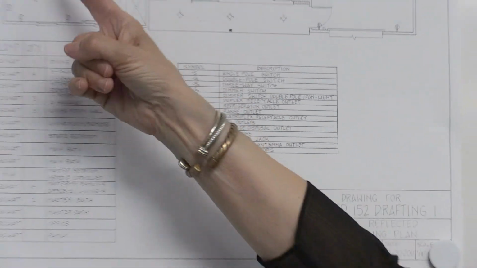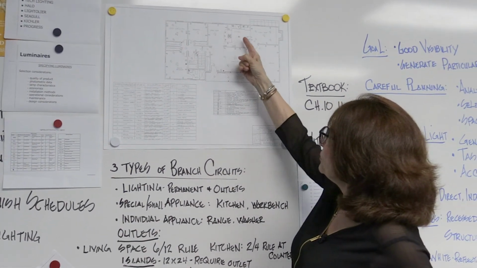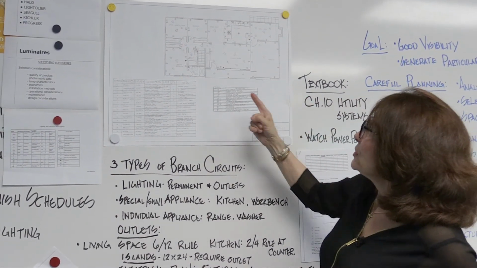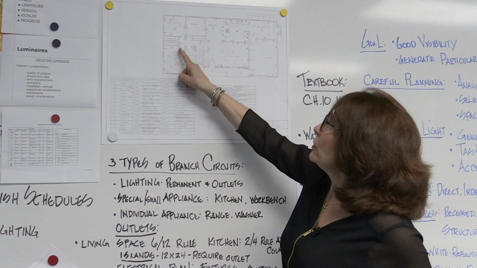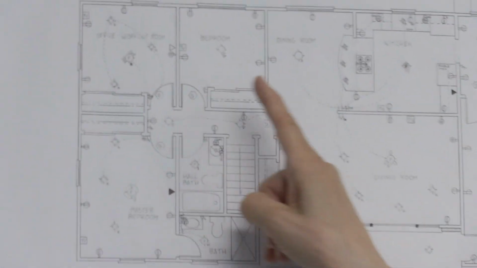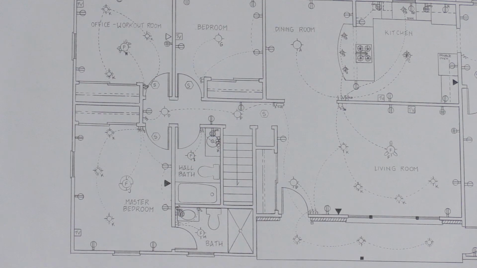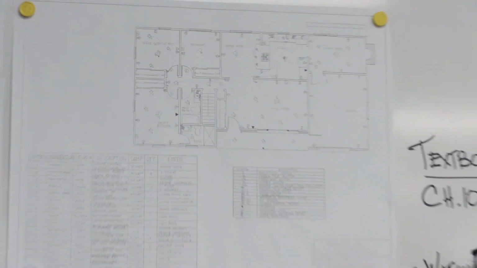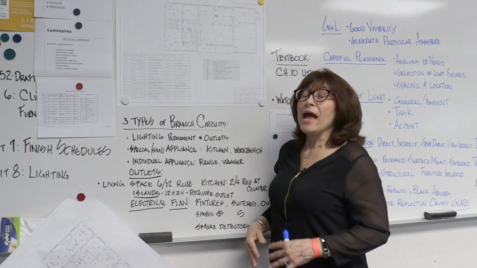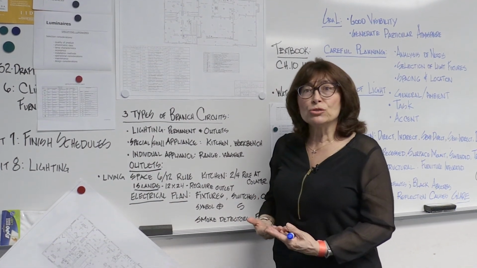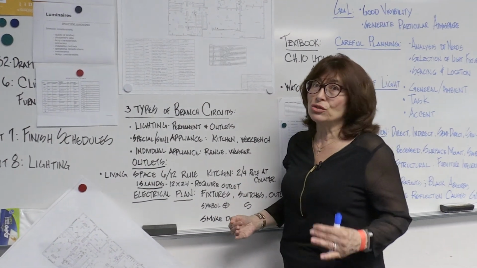So we have to identify fixtures, and they are identified by a symbol. We need to have switches. They are identified by an S. So you're going to locate where you're going to put the switches. And when you're putting your switches, you want to think about, as you enter the room, what is the most comfortable location for the switch. Typically you have to remember when you enter a room, it's dark, right? So you want to have easy access to the switch.